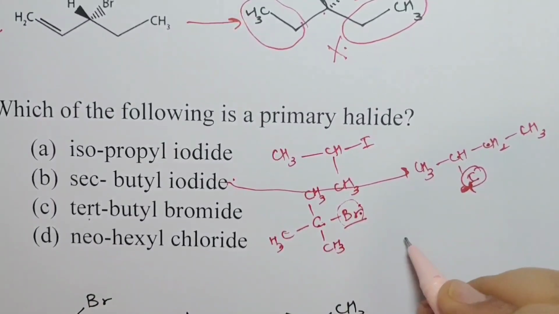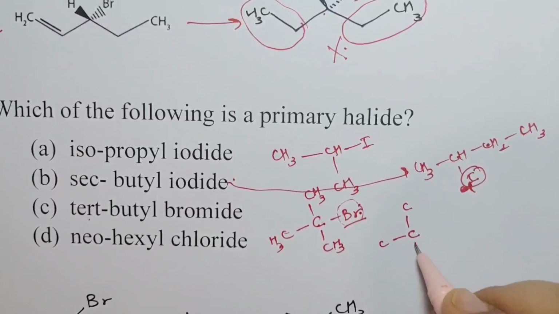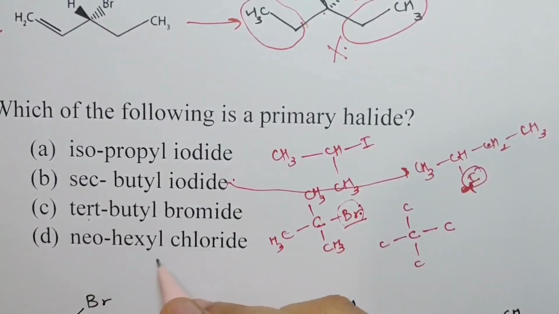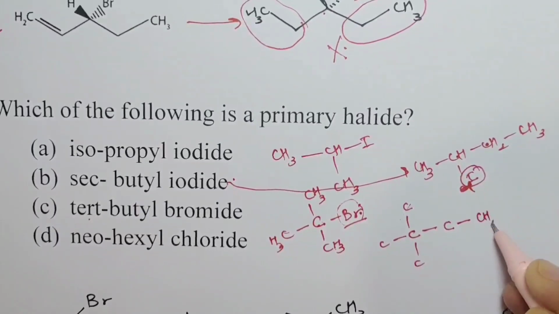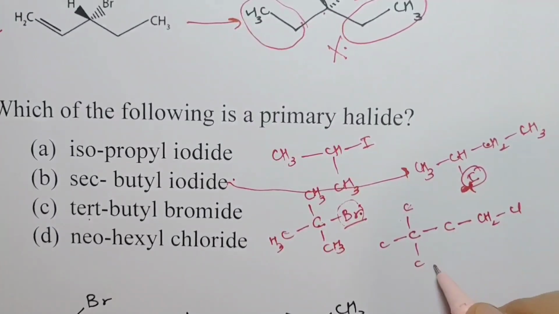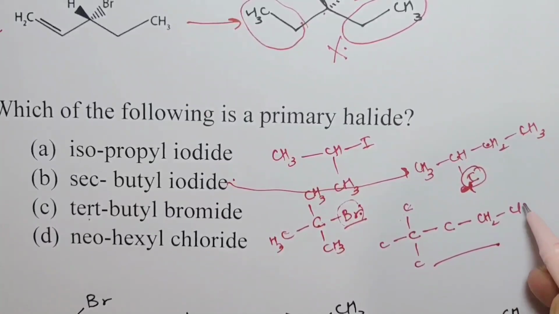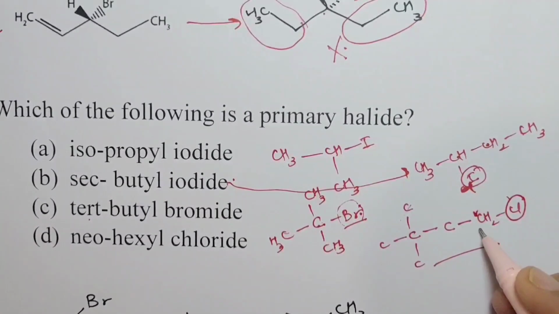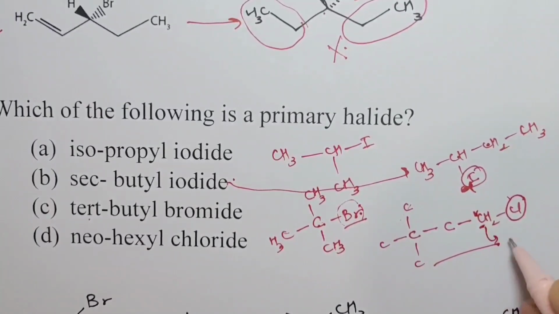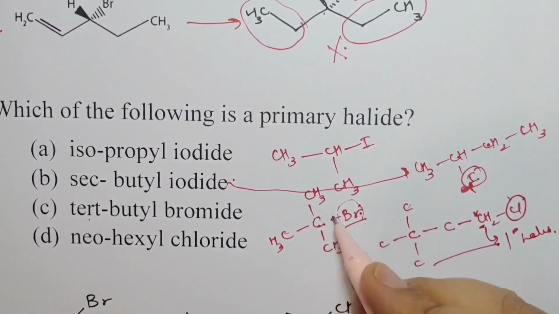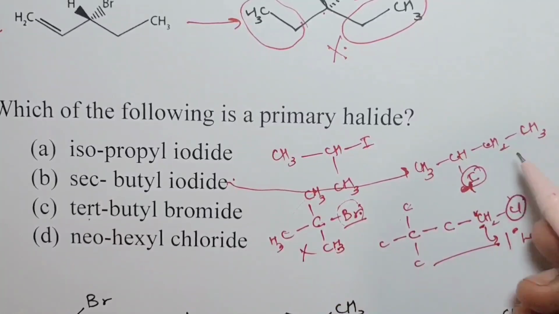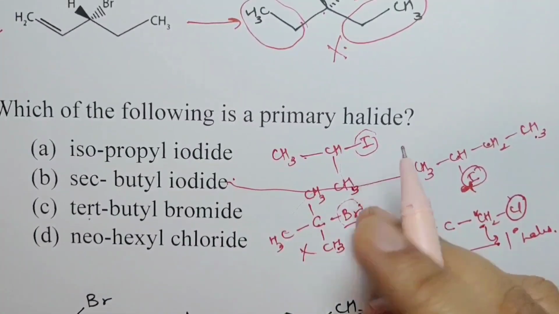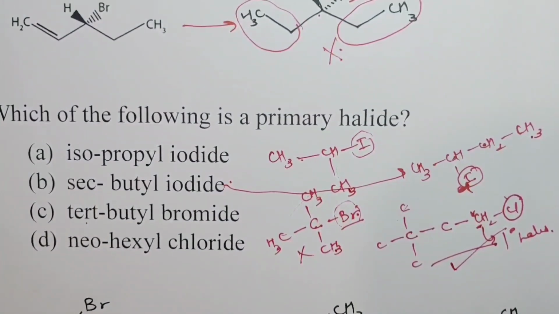Neohexyl chloride. Neo group is this. Okay, it has 5 carbon atoms. Now this is neohexyl, so these 5 and then CH2Cl. So this is neohexyl chloride, and as we can see, here the chlorine atom is attached to a primary group. Okay, only 1 carbon. So this is your primary halide. This is obviously tertiary halide, so not a primary halide. This is secondary halide, and this is also a secondary halide. Okay, so this is your answer. Okay, next question.